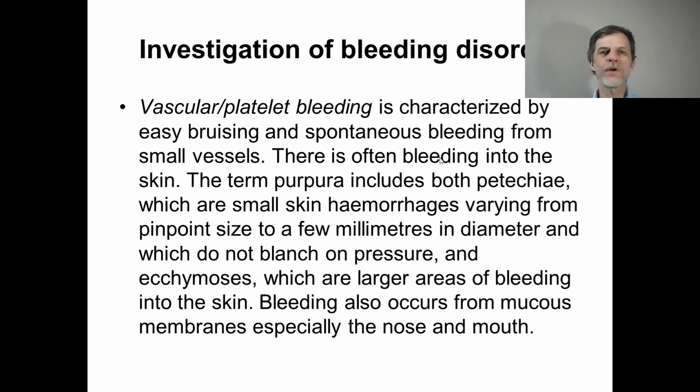We use the term purpura. Purpura includes both petechiae, which are small skin hemorrhages varying from pinpoint size to a few millimeters in diameter and which don't blanch on pressure, and ecchymosis, which are large areas of bleeding into the skin. Bleeding also occurs from mucous membranes, especially the nose and mouth. Petechiae are small red spots. Just imagine small red spots, as after insect bites, like mosquito bites. The same may happen in case of platelet or vascular disorders. And ecchymosis is big hemorrhages into the skin, also known as blue and black marks.